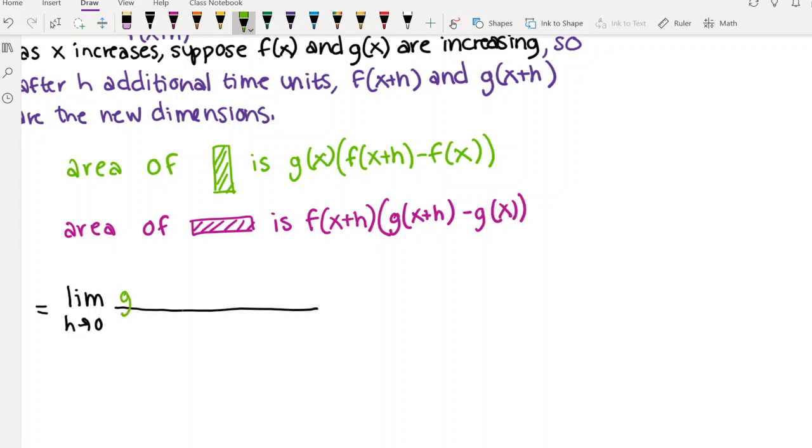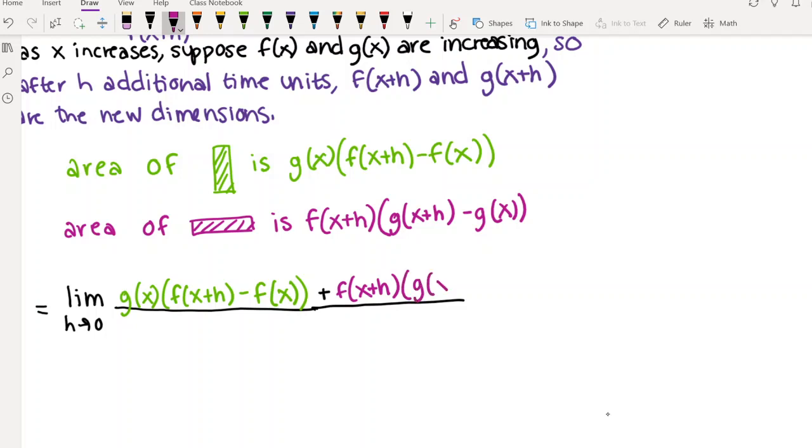So let's put in g of x times f of x plus h. I know this looks really crazy and complicated right now, but we're almost done, don't worry. That was the vertical rectangle, and then we are adding in the horizontal one, and the horizontal one is f of x plus h times g of x plus h minus g of x.